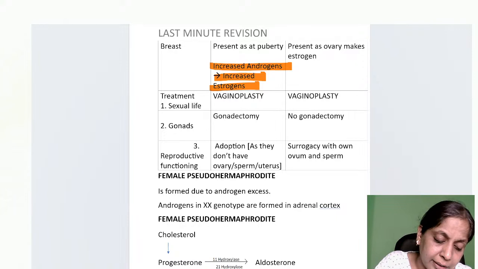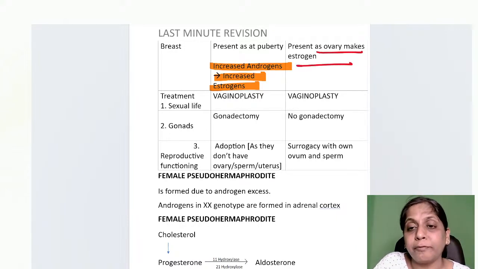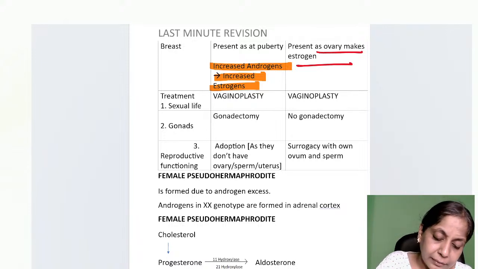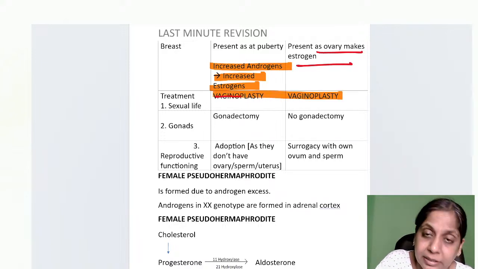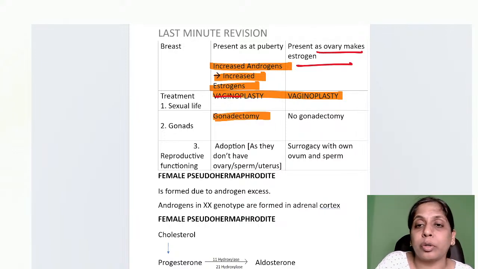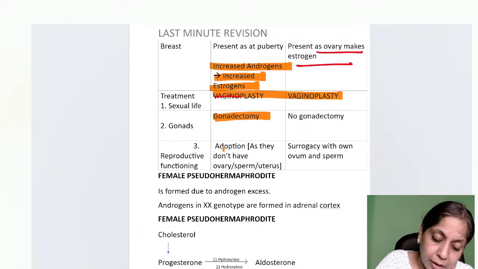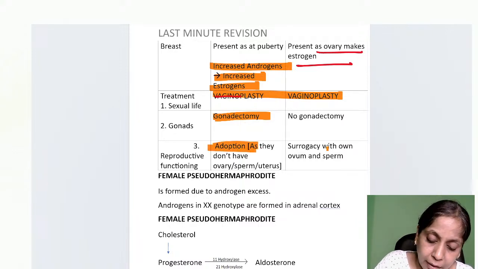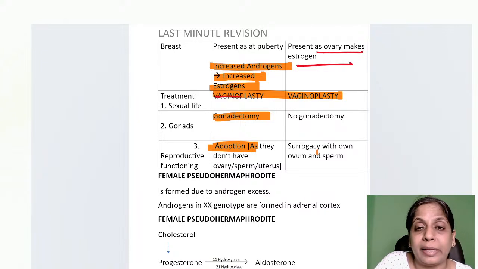Whereas in MRKH, estrogen is formed normally in the ovary, as the ovary is present, so there is breast development. Both have to undergo vaginoplasty because the vagina is absent in them. The AIS also has to undergo gonadectomy. As AIS patients don't have any egg, they have to undergo the adoption process. Whereas MRKH people have the egg, so they can undergo surrogacy.